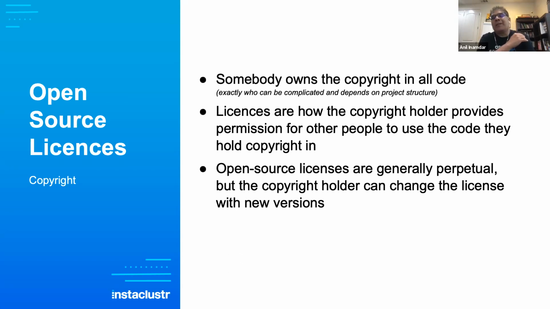Open source licenses are generally perpetual, but the copyright holder can change the license with new versions.